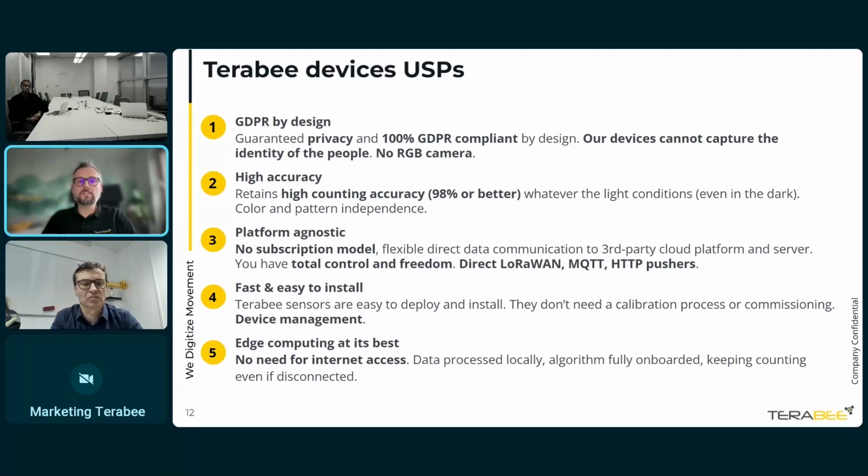But still, with this technology, we can deliver, and we are delivering the highest accuracy on the market.